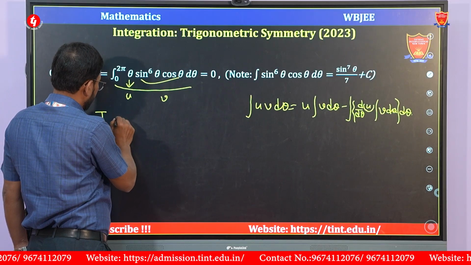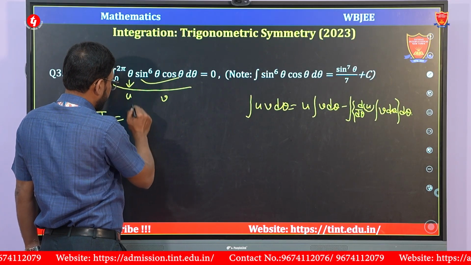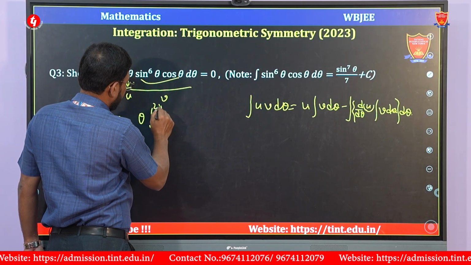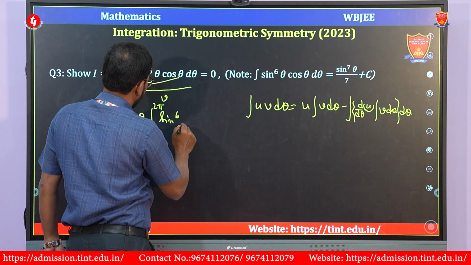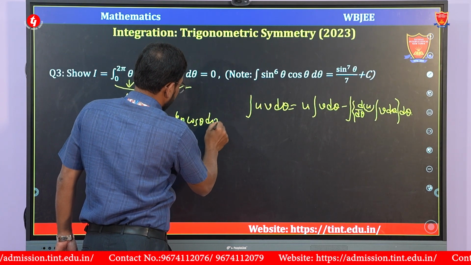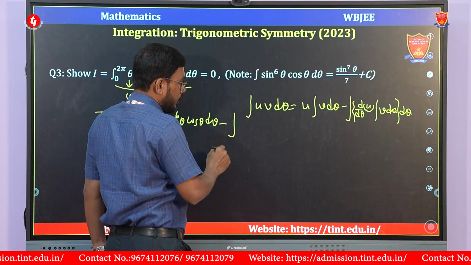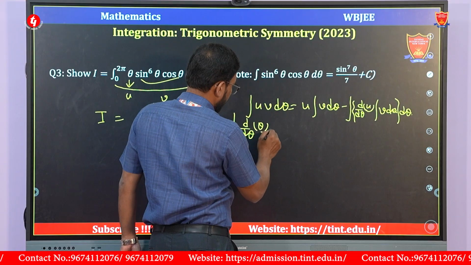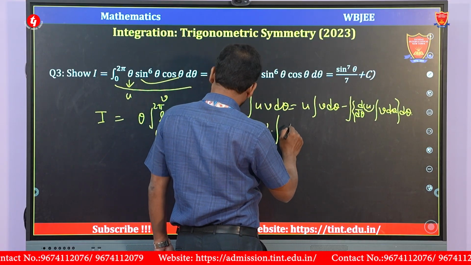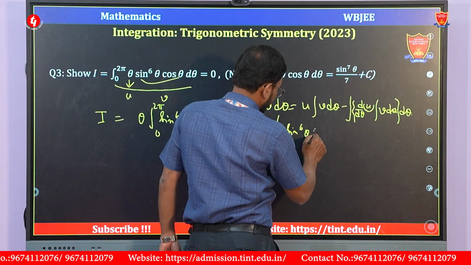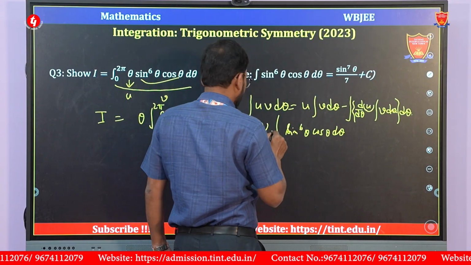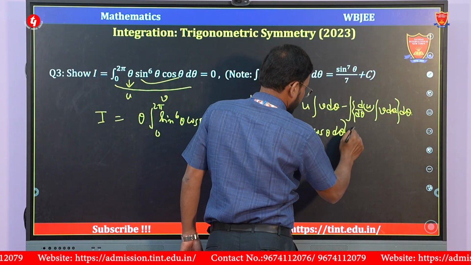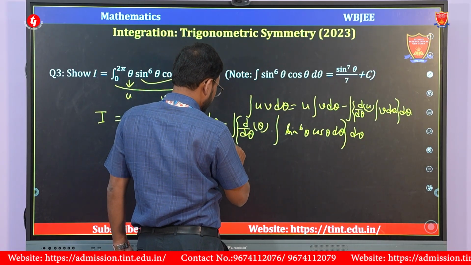So, I is theta, the first function, times the integral of sin 6 theta cos theta d theta, minus the derivative of u, that is d/d theta of theta, into the integral of sin 6 theta cos theta d theta, d theta, with limits 0 to twice pi.